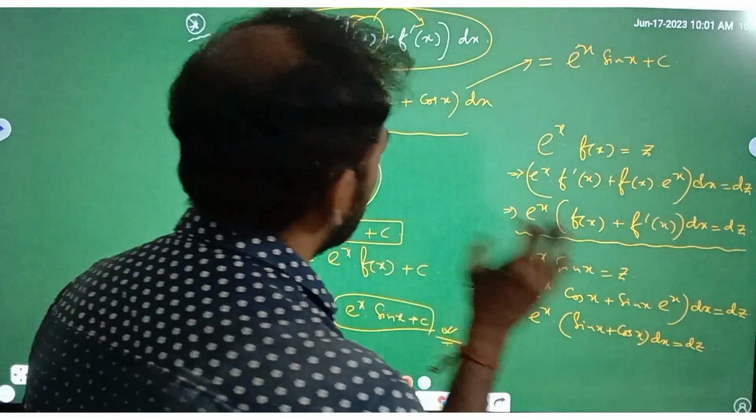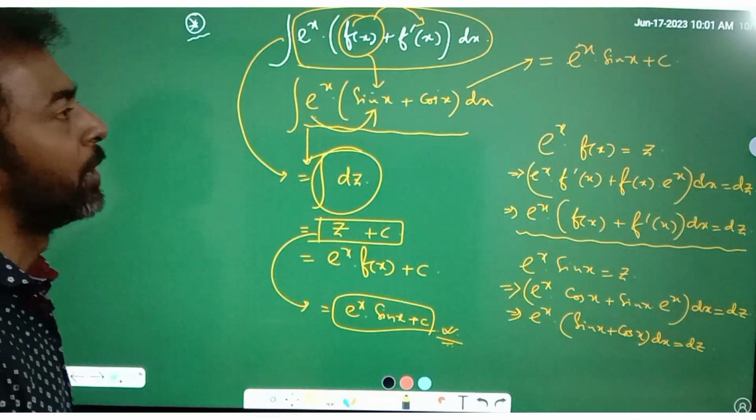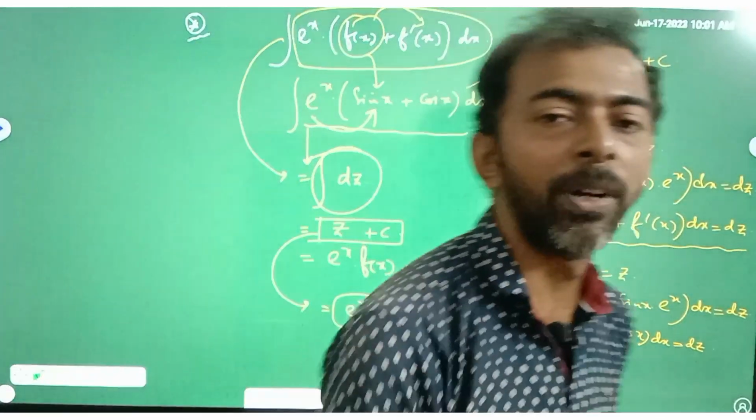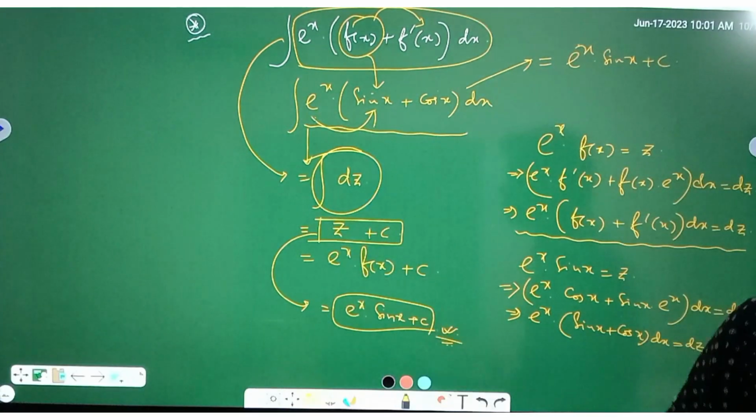So that was our theory part actually, and in our next video we are going to discuss some numerical problems related to these formulas.